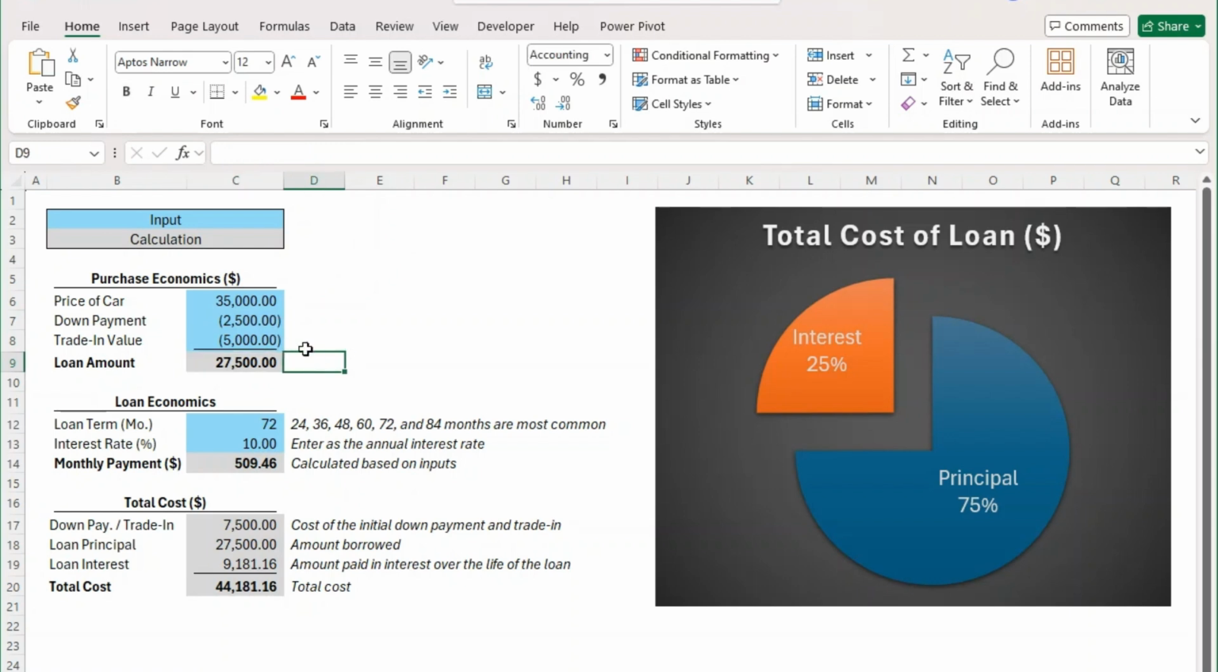So all that said, the loan amount in this specific example is $27,500. We can jump down to what we're calling the loan economics, which is the term of the loan and the interest rate. Now, today, the most common interest rate is around 9.5% to 10%. We've got 10% here. The most common loan term is 72 months, so we've got 72 plugged in here. Other common terms are 60 months and 84 months.